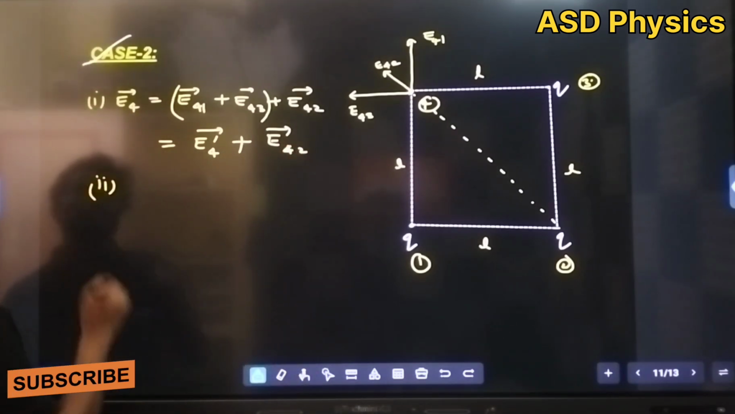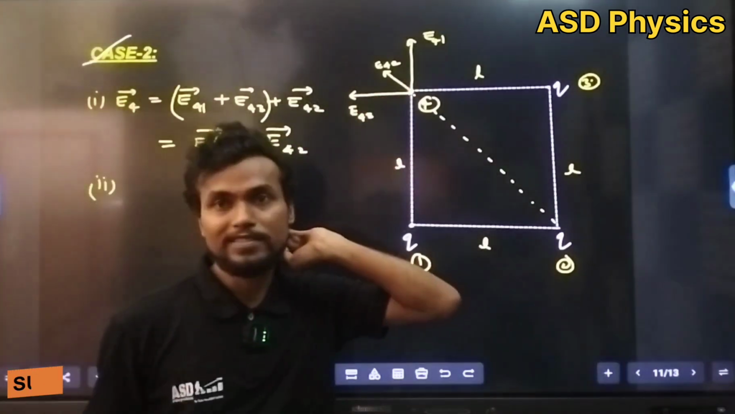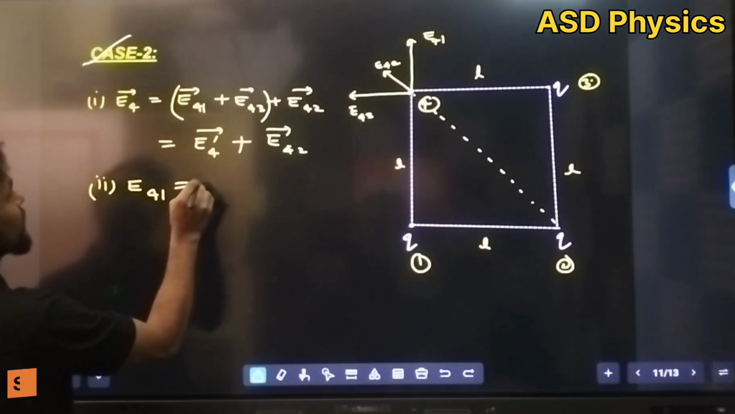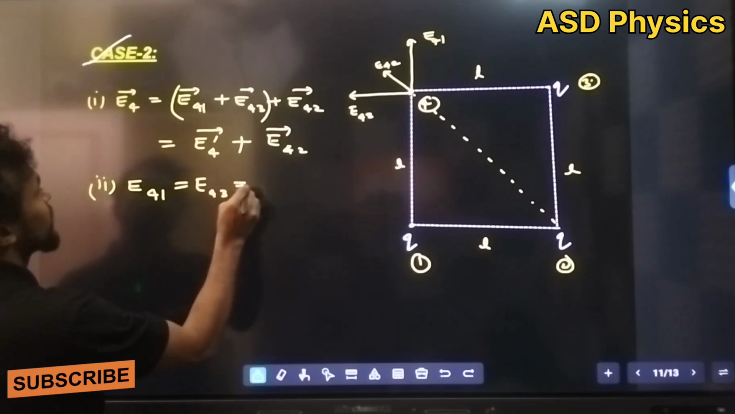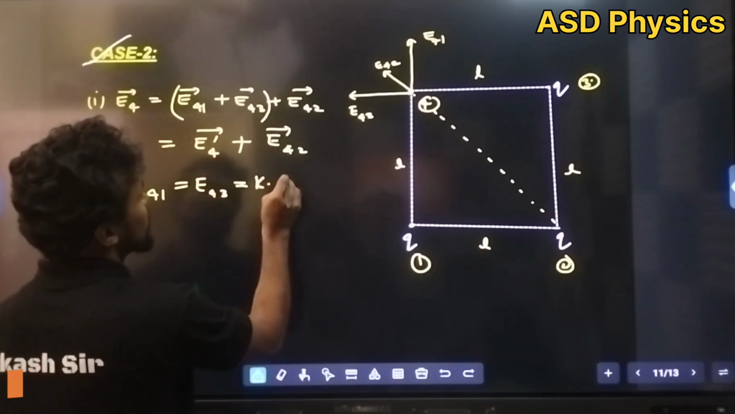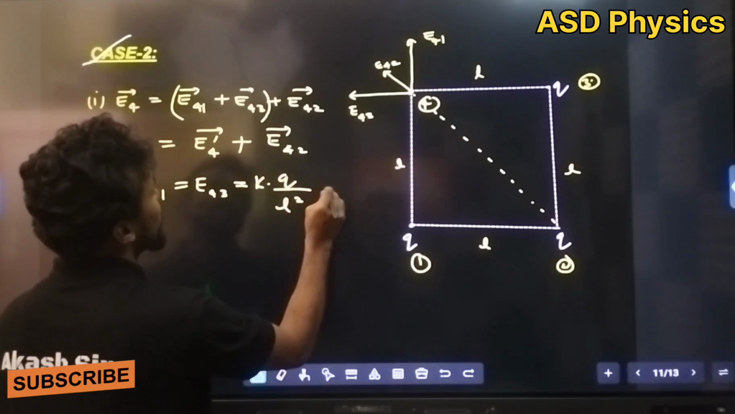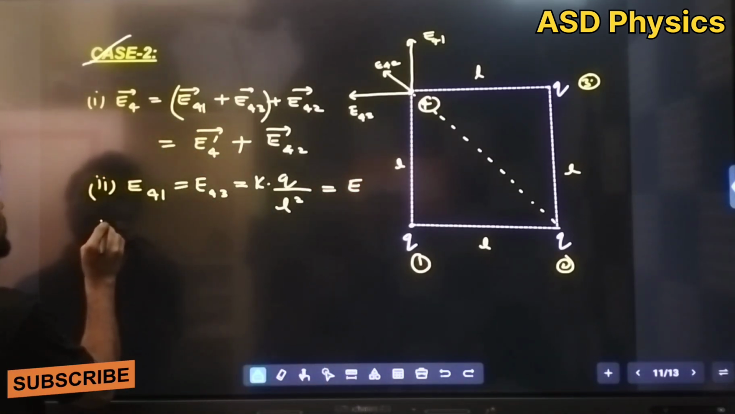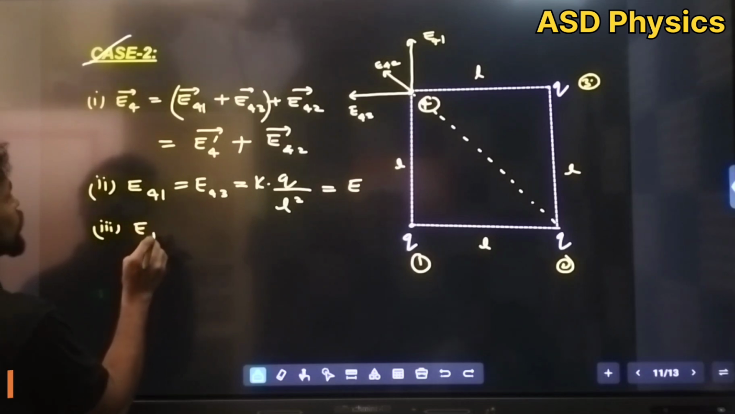So now what we'll do here, we will find out the magnitude of the individual fields. Which two fields are equal? See here please, this E41 and E43. Both are equal. How much will it come here? K into Q by L square, and this one I have taken as E. And one more we will write here, this is also E42.